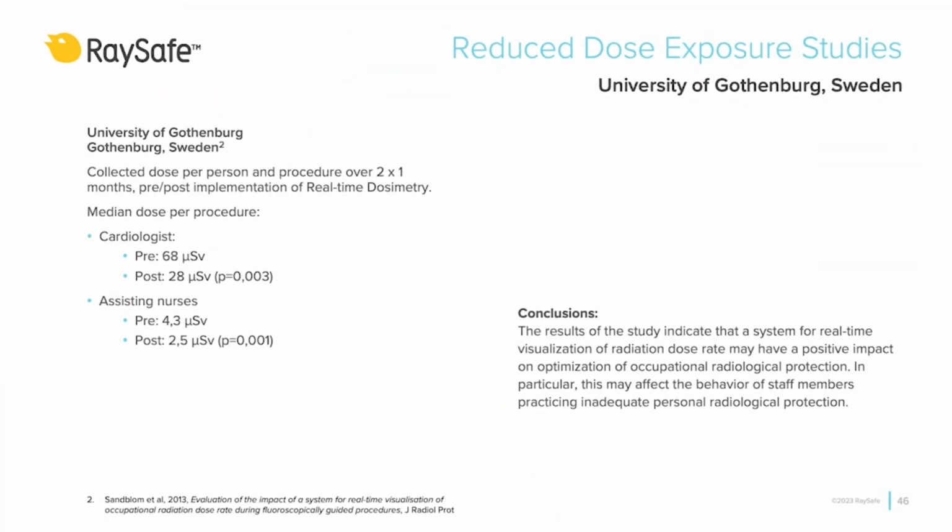In this second Swedish study, the medical staff working in the cardiology laboratory consisted of 3 cardiologists and 10 nurses, and all staff members participated in the study. During each procedure, radiation dose data was collected for the cardiologist and the rest of the staff members. The measurement period was divided into 2 data collection periods of 1 month each.